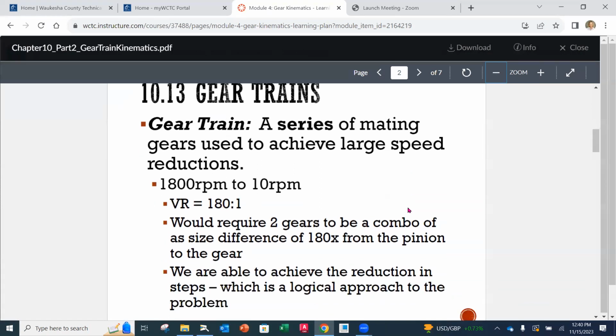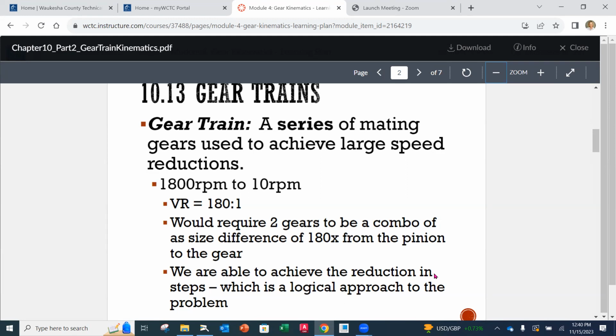So gear trains are when we look at a series of mating gears that are used to achieve larger speed reductions. Okay, so sometimes maybe we want to have a reduction, for instance, of 180 to 1. That would mean if we would do it in one set of gears, our gear would have to be 180 times larger than our pinion, which just is not feasible many times. Okay. So what we do instead is to achieve such a large reduction overall, we're going to take sets of them and put them together.